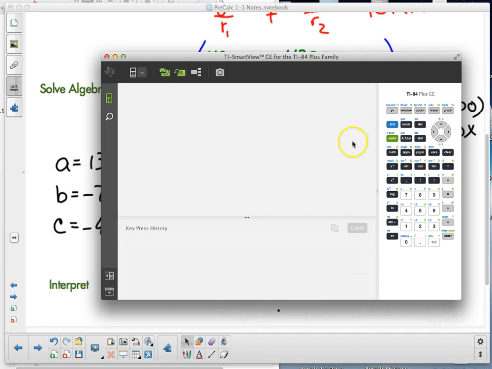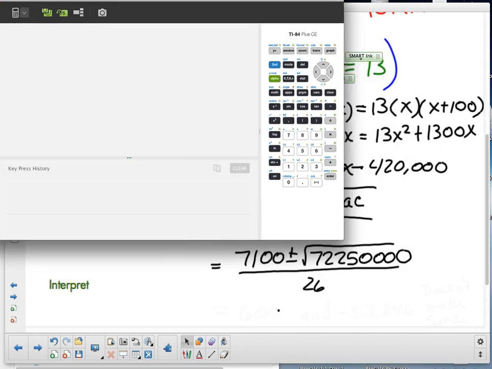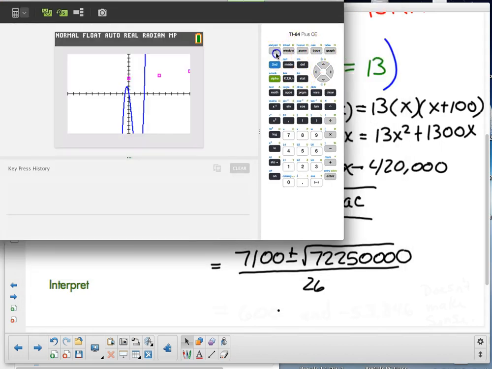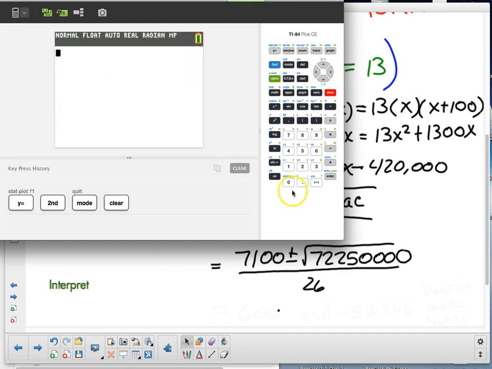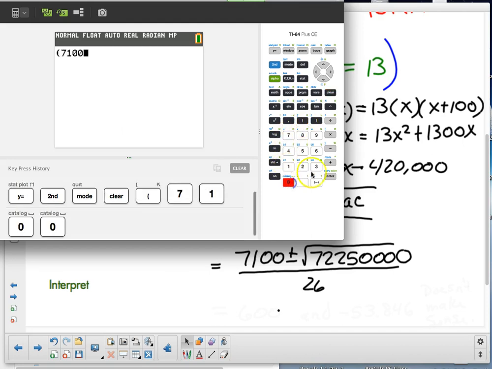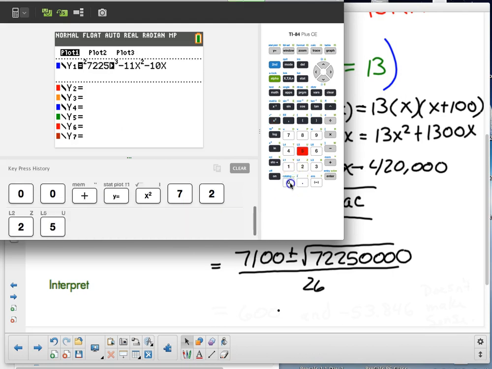So here's the deal. If I'm putting this in, what I'm putting in here is my 7,100. So I'm going to second quit. I'm going to clear that. So I've got my 7,100. Now I'm going to put a left parenthesis in there, 7,100. I'm going to add, now the square root of 7,225, and that is not what I wanted to do.